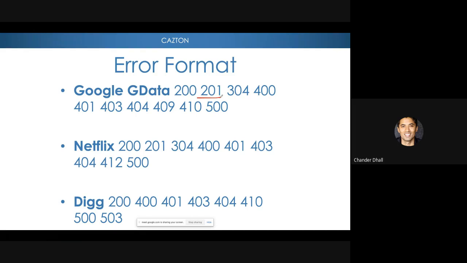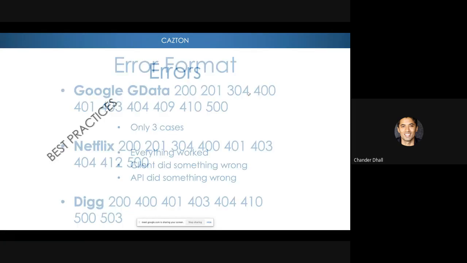So if you create a blog post, if you give me a 200, that means it was a good call, but it doesn't tell me if I created something. So you have to make sure you have 201. Dig doesn't even have 304. Well, what does 304 mean? Well, 304 means something got cached, and I need to know what resources are cached, what resources are not cached.